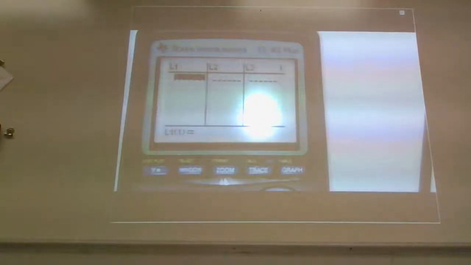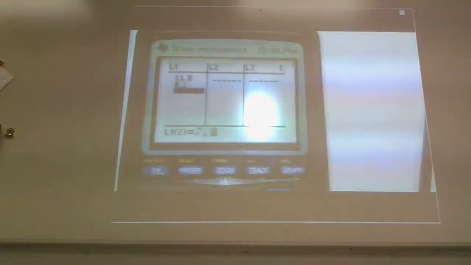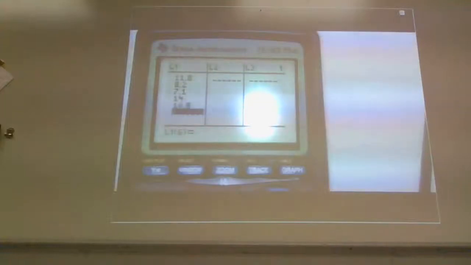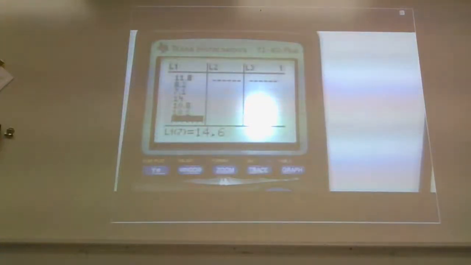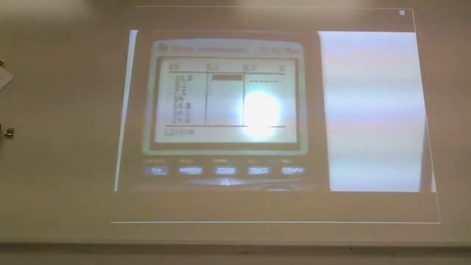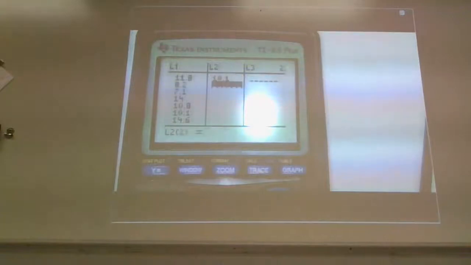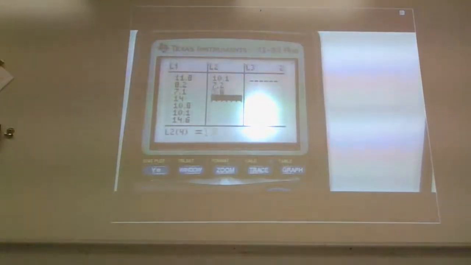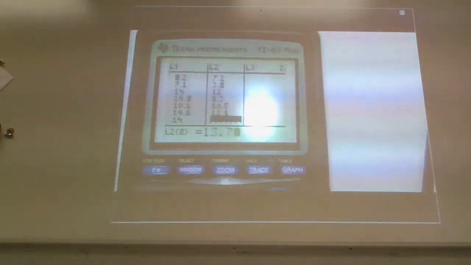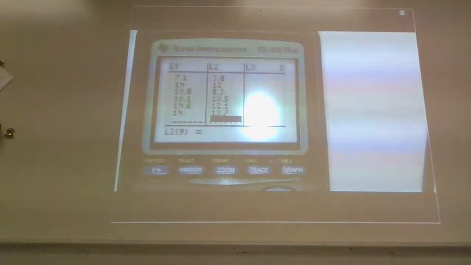I'm going to input the data for before in list 1: 11.8, 8.2, 7.1, 14, 10.8, 10.1, 14.6, and 14. And I'm going to input the data for after in L2: 10.1, 7.2, 3.8, 12, 8.3, 10.5, 12.1, 13.7.